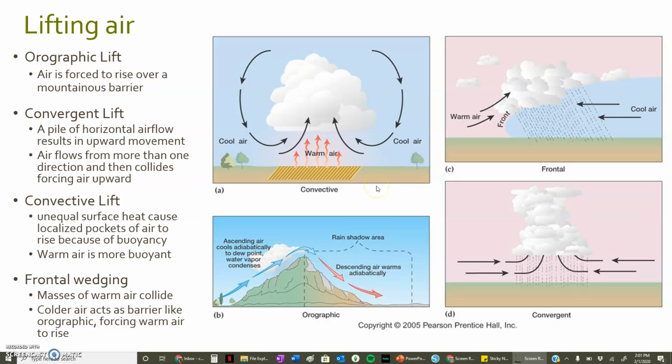In convective lift, an unequal surface heat causes localized pockets of air to rise because of their buoyancy. Warm air is going to be more buoyant than cooler air.